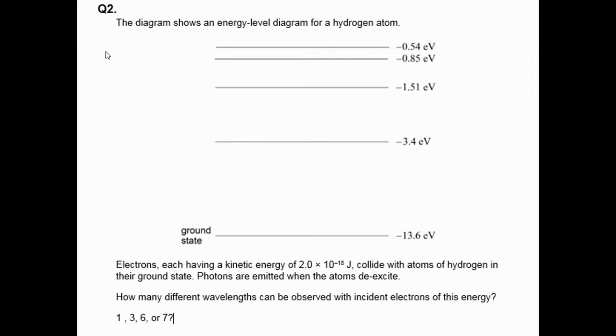So when you type the conversion into your calculator, you get 12.4 electron volts. So that means that the electrons can go up to this energy level here. So how many ways can they de-excite? Well, they could go all the way back down for 1. That's not the correct answer because they could also go down to this energy level and then down to this energy level. So the correct answer is 3.